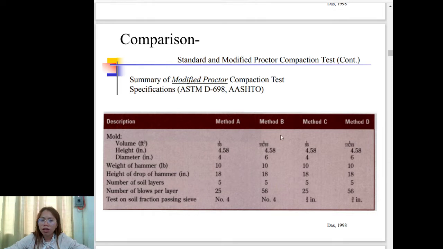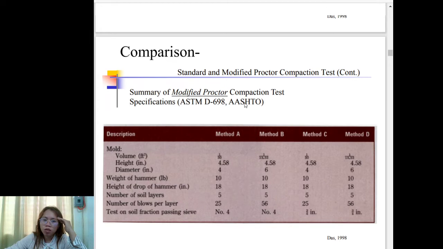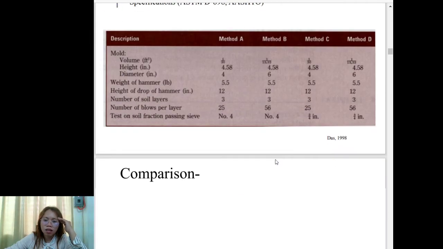You can actually notice the difference between the volume, the height, diameter, and the weight of the hammer. For the standard, the weight of the hammer is 5.5 pounds, and the height of drop of the hammer in the standard Proctor test is 12 inches, while in the modified Proctor compaction test it is 18 inches. Now, the number of soil layers is 5, while in the standard Proctor compaction test it is 3 only, no?